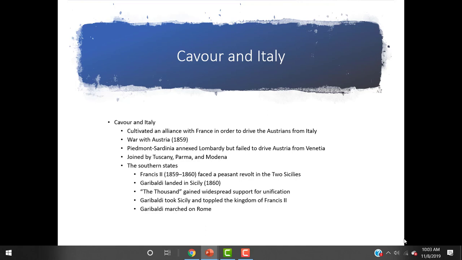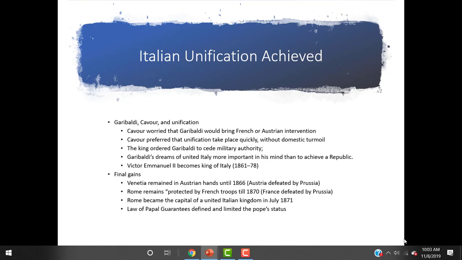Garibaldi took Sicily and toppled the kingdom of Francis II, and then he marched on Rome. Cavour worried that Garibaldi would bring French or Austrian forces into the country to support him, and he preferred that unification take place quickly without domestic turmoil, so the king ordered Garibaldi to cede military authority. His dream of a unified Italy was more important in his mind than achieving a republic, so Victor Emmanuel II becomes king of Italy in 1861.